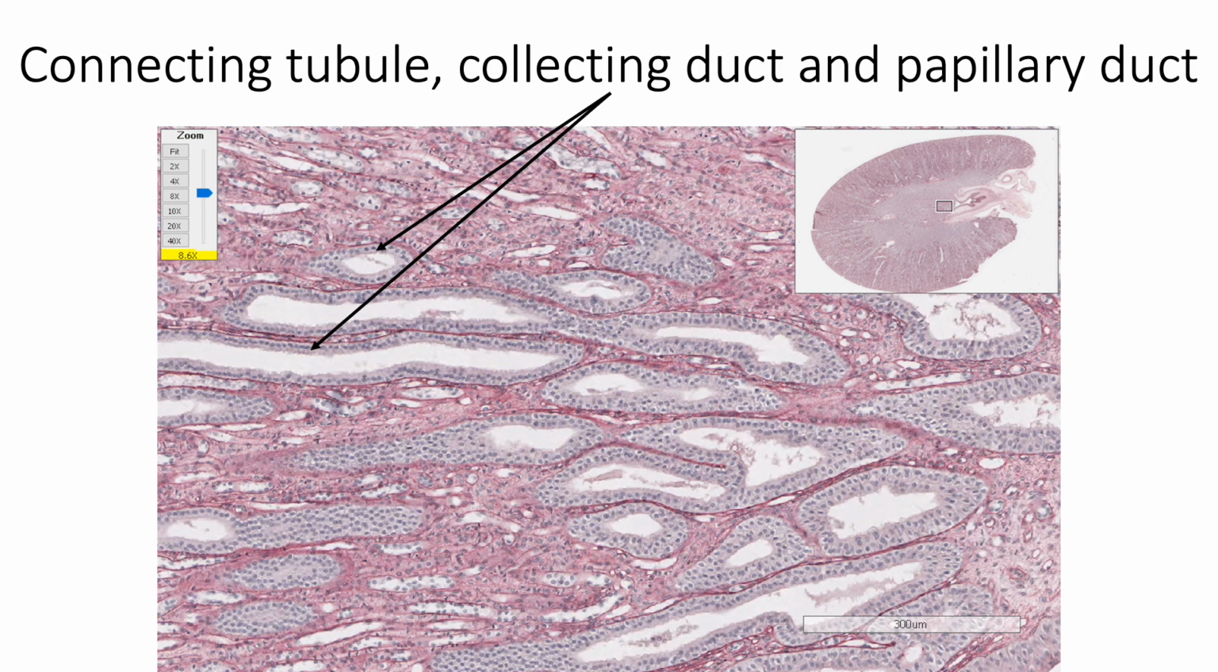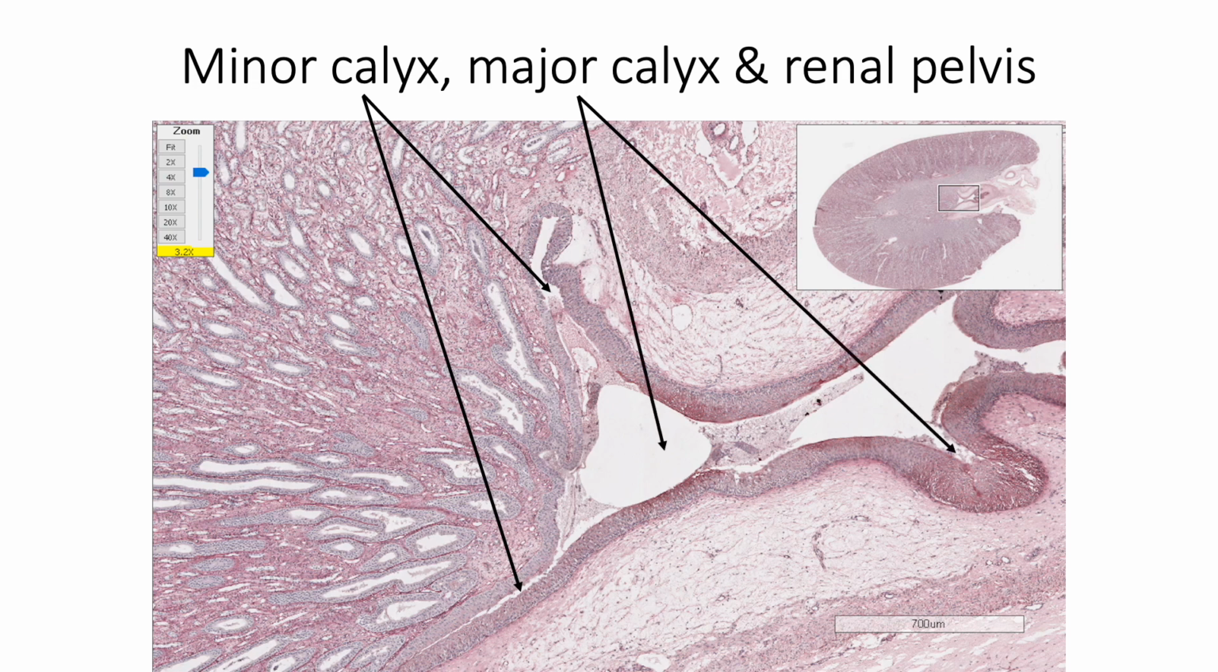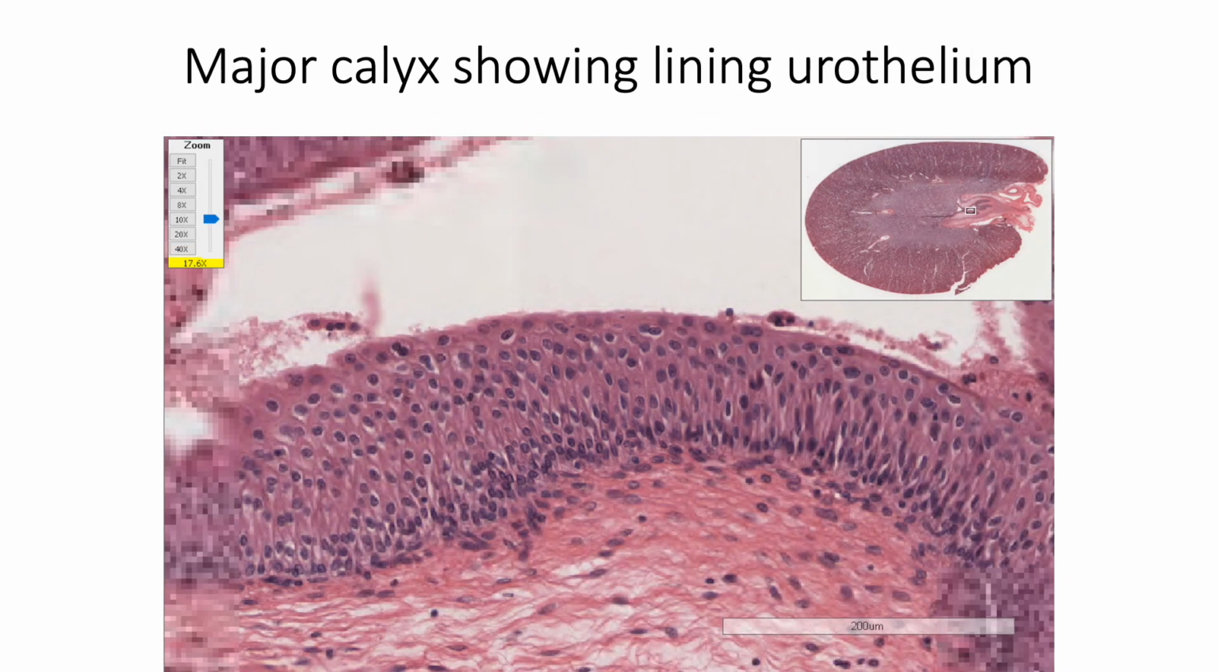Urine from multiple collecting ducts is drained into papillary duct at the renal papilla. The papillary ducts subsequently open into minor calyx. 3 to 5 minor calyces join to form the major calyx. The major calyces open into renal pelvis. Minor and major calyces along with renal pelvis are lined by urothelium, and they show smooth muscle in their walls. Here we are seeing the major calyx showing the lining urothelium.